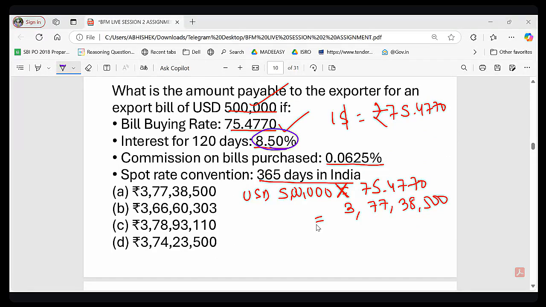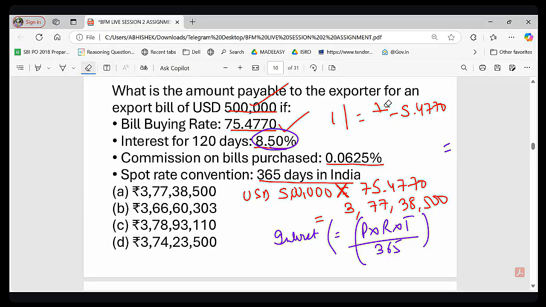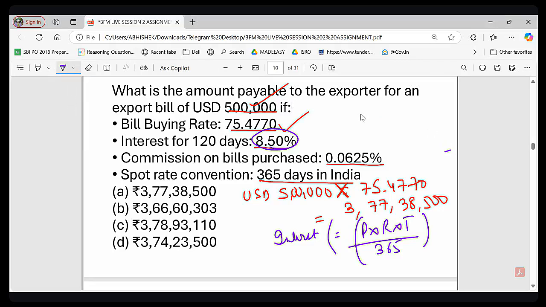Do you know the formula for interest? Principal into rate into time divided by 365, isn't it? So the formula is interest equals P into R into T divided by 365. I hope you have your calculator with you. So please calculate. Please put down the value and just calculate. Let me also calculate it here. I am just erasing this part.